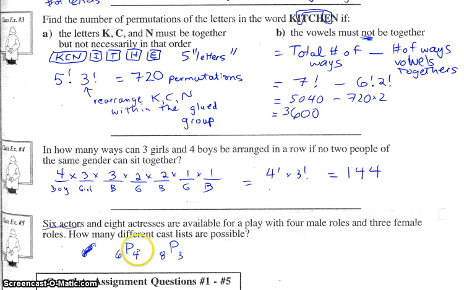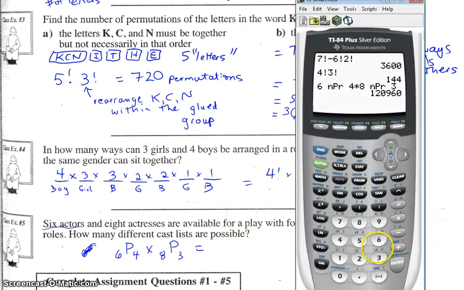Now the question is, would we add these 2 permutation formulas together or multiply them? So say it in your head. Am I filling 4 male roles or 3 female roles, or am I filling 4 male roles and 3 female roles? And what works better? Yes, the word and. So the word and in this unit means multiply, and or is add.